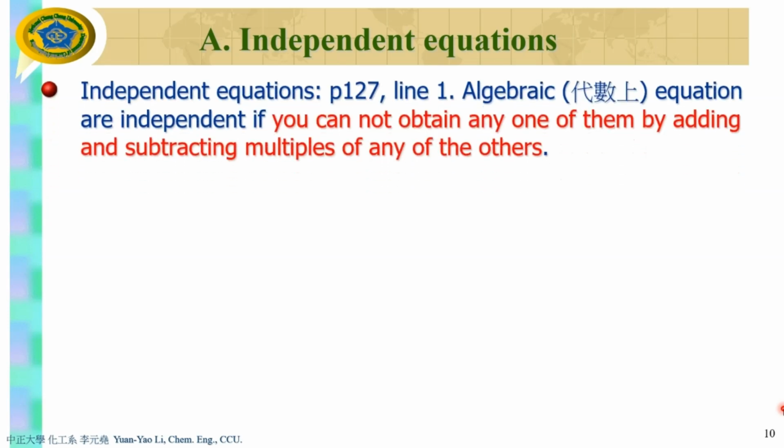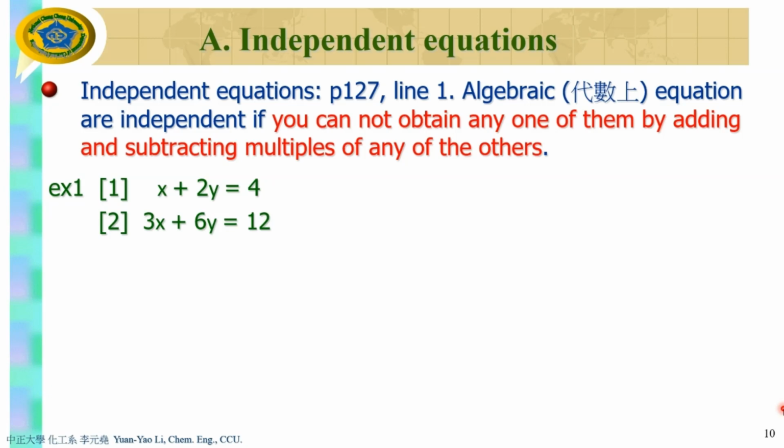So first of all, let's take a look at independent equations. I'm sure you learned this in high school. Algebraic equations are independent if you cannot obtain any one of them by adding or subtracting multiples of any of the others.